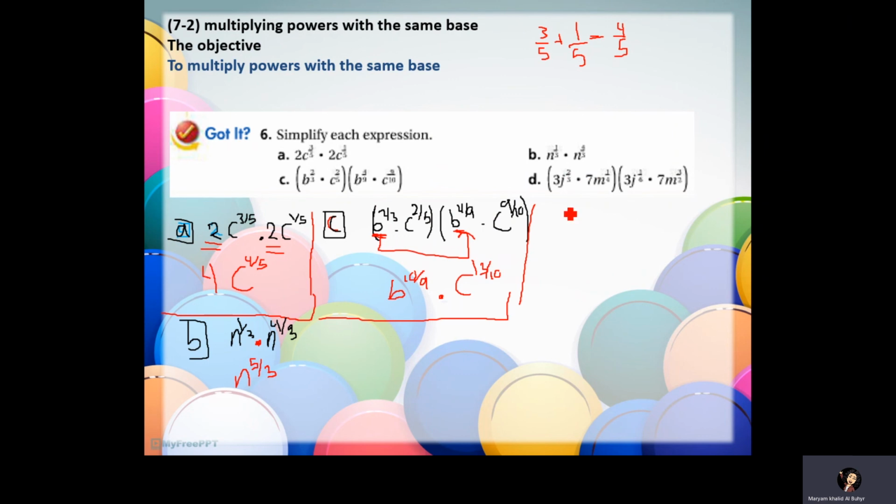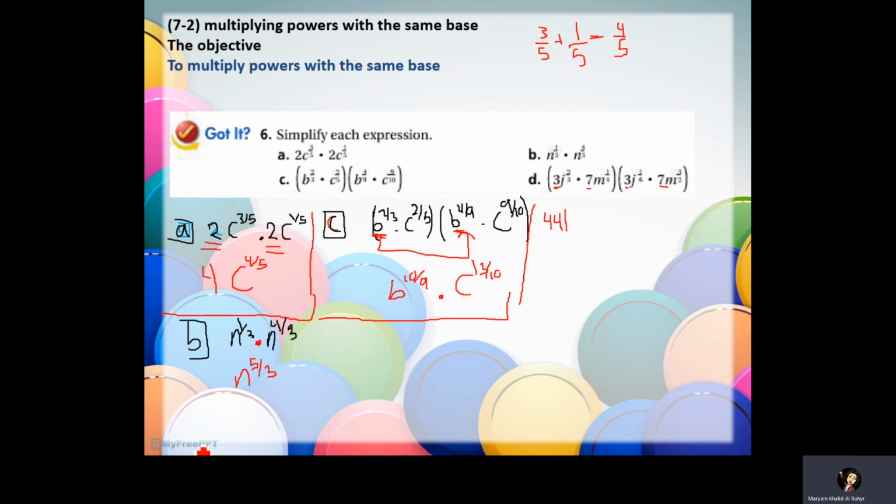The last one, first step by step. 3 and 3, 7, 7. These are all the numbers that I have. Just multiply them all together. 3 times 7 times 3 times 7, which is equal to 441. 441. Now I'm done from the numbers.